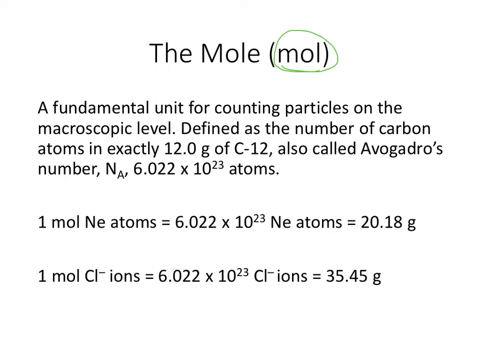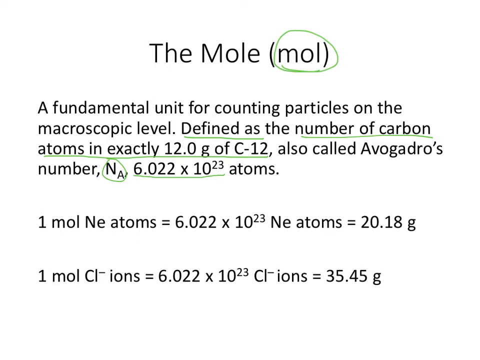It's a fundamental unit for counting particles on the macroscopic level. So the definition of a mole is the number of carbon atoms in exactly 12 grams of carbon-12, also called Avogadro's number, named after Avogadro, although he didn't calculate it himself. The symbol is Na, and the number is 6.022 times 10 to the 23rd, although we'll usually simplify that to 6.02 times 10 to the 23rd.